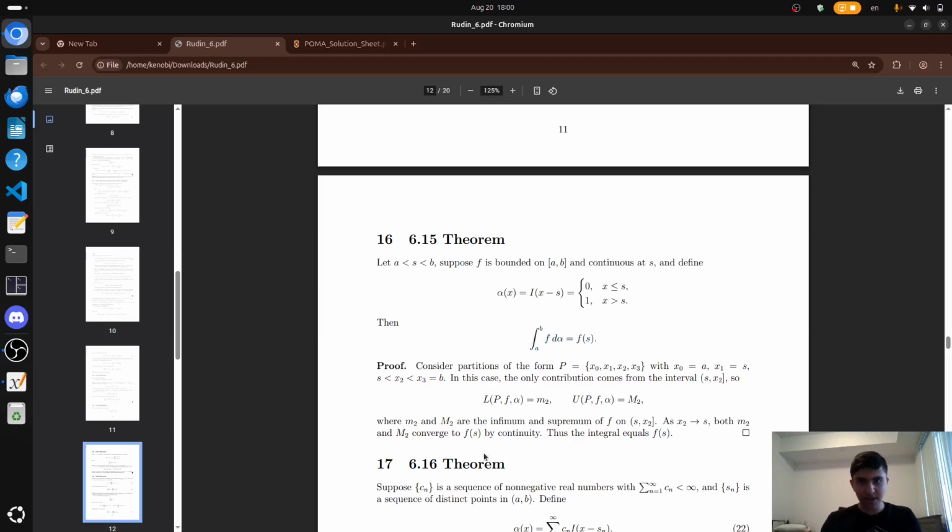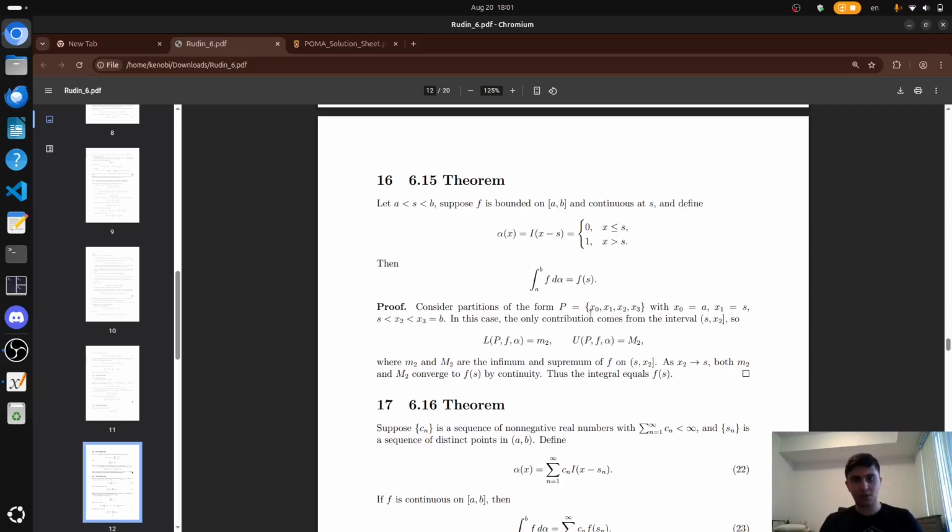Let's read the proof. Consider partitions of the form P equal to {x0, x1, x2, x3} with x0 equal to A, x1 equal to S, S less than x2, less than x3 equal to B. Okay. So L(P, f, alpha) is equal to m2, and U(P, f, alpha) is equal to M2, where m2 and M2 are the infimum and supremum of f on [S, x2].